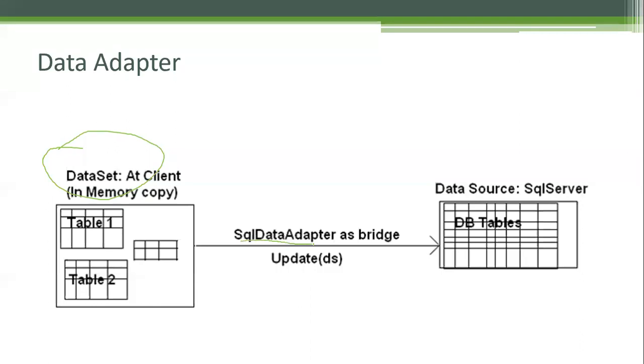Data adapter will use connection object and command object. Okay, it will use command object. Inside command object, we will have connection object. It will automatically establish the connection with the database whenever we execute. Okay, it will automatically establish the connection with the database, read the data and fill into dataset, and it will automatically close the connection.